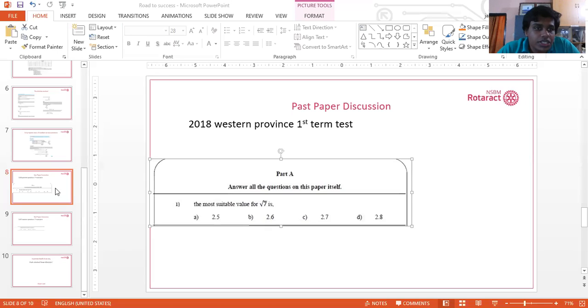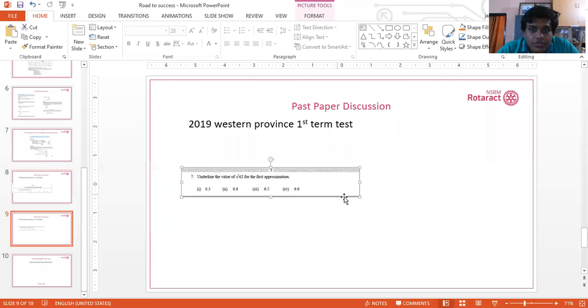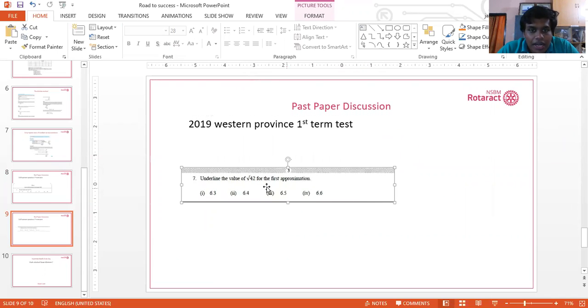Next question will be this one. 2019 Western Province examination. They are asking to find the value of root 42 for the first approximation. Now this is a good one. It says first approximation. Can you remember what first approximation was? First approximation means you should use the approximation method.